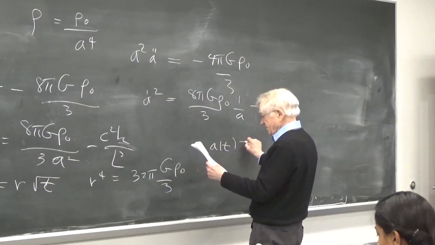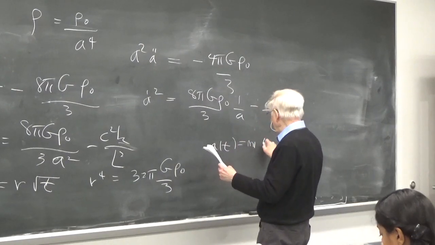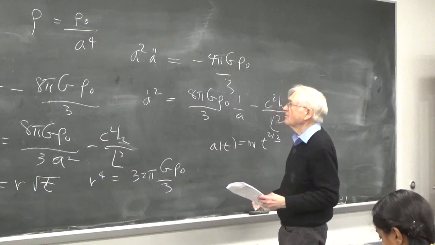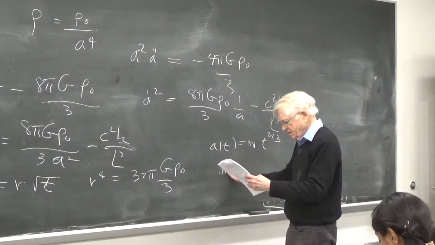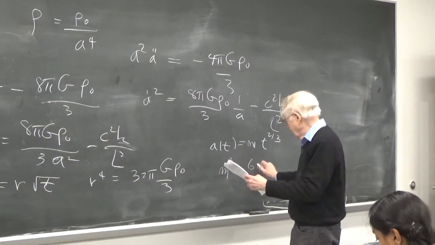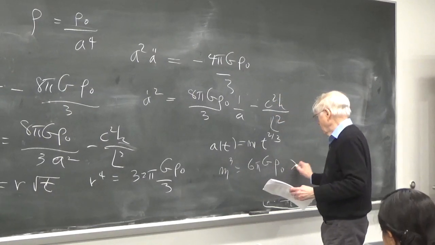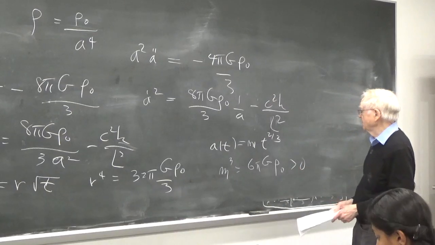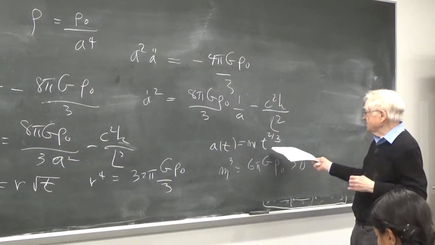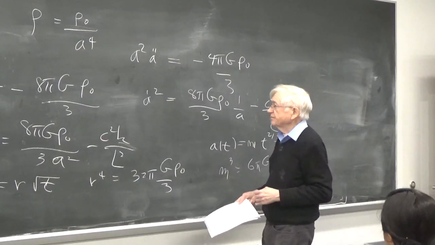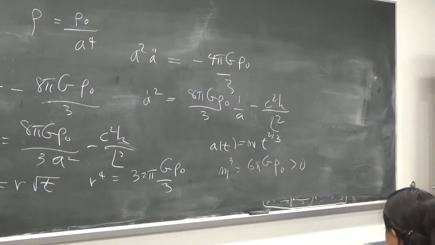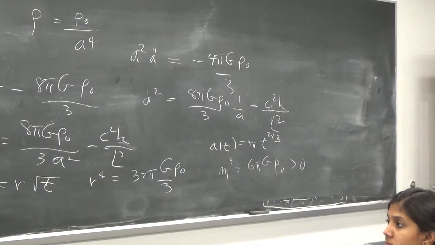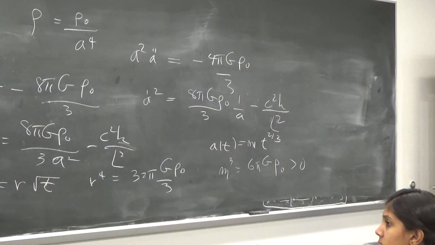For k equals 0, this is just some m t to the 2/3, and m cubed is 6 pi G rho 0 is positive. So this is a matter universe. So the matter universe expands as t to the 2/3, and the dominant component of the energy density of the universe between 50,000 years and 10 billion years was matter.